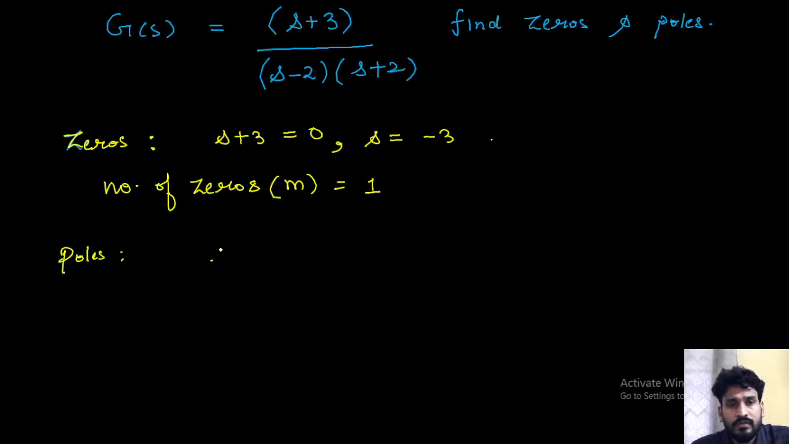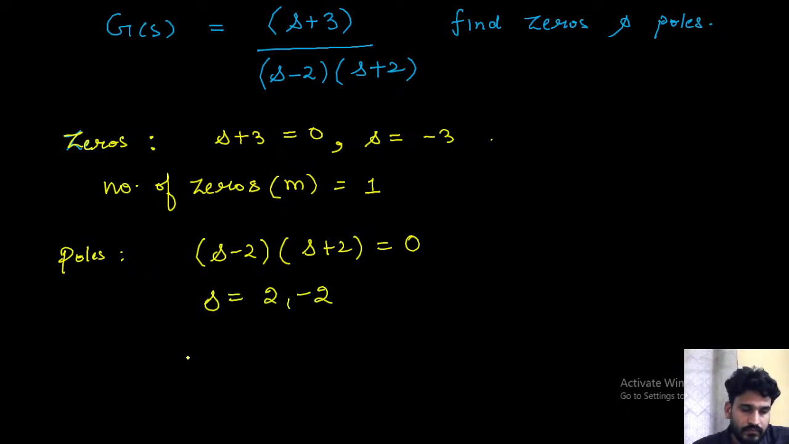For the poles, the denominator will be 0. So s minus 2, s plus 2 is equal to 0. So s value will be 2 and minus 2. It is clear to you? So these are the roots which are called poles. And how many poles are there? Number of poles is 2. The number of poles is the n value.